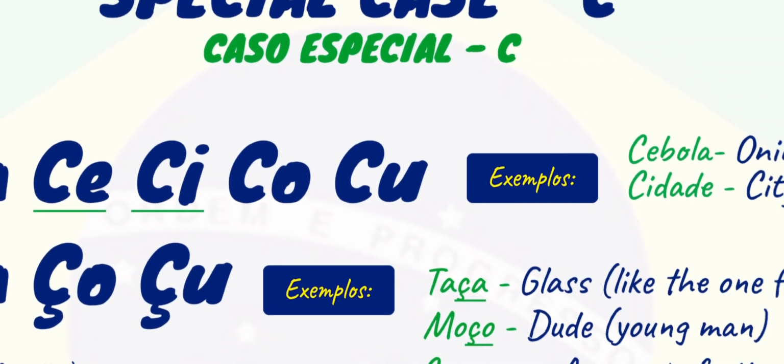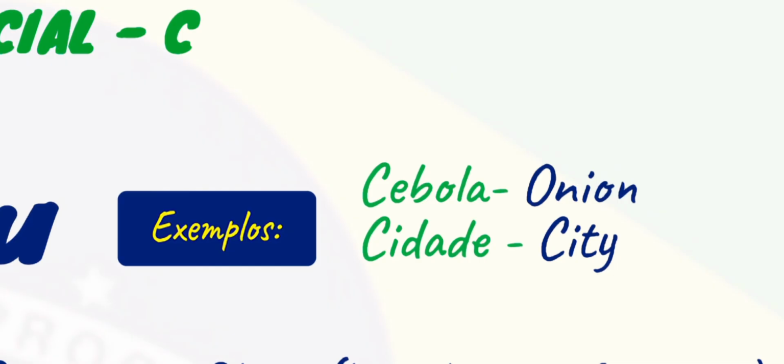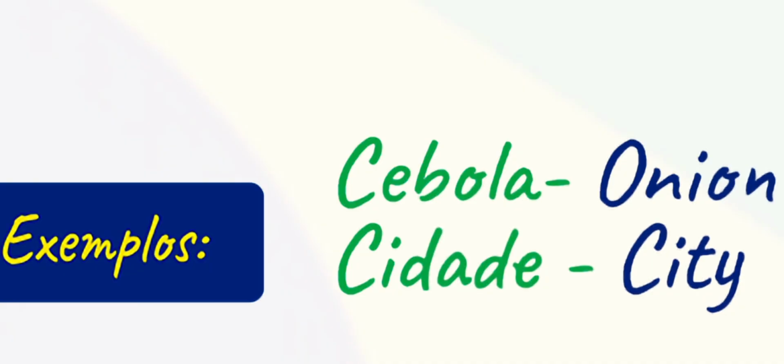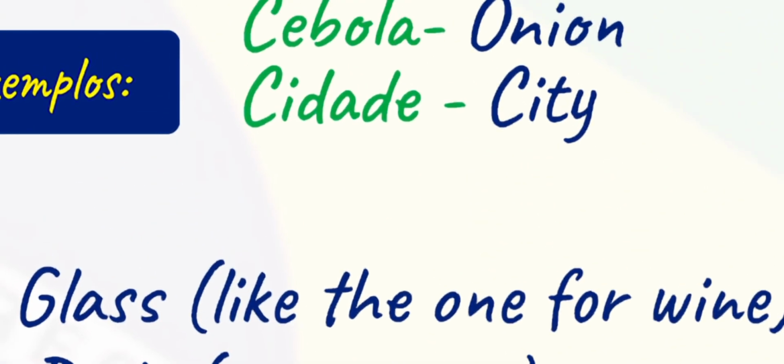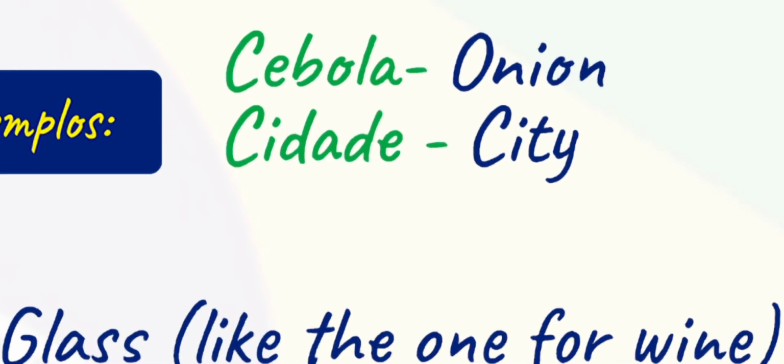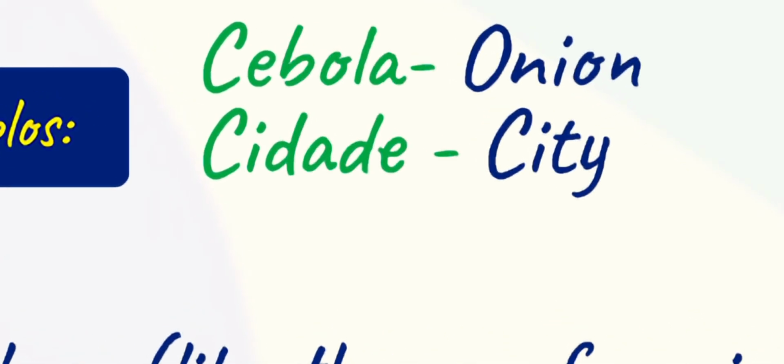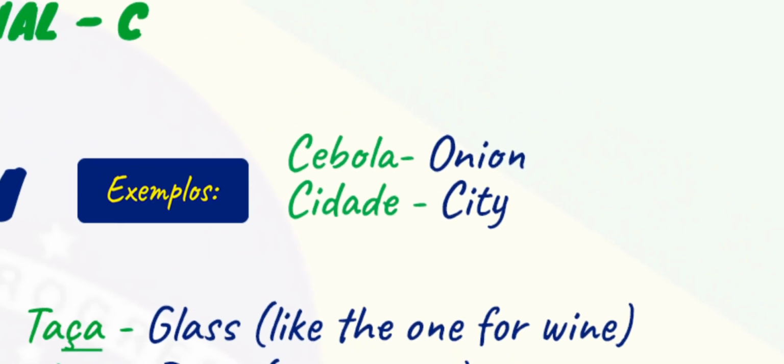So we have some examples here. We have the word cebola, that's onion in English. So you can find here the closed sound that I taught you. It's not cebola, it's cebola. And we have cidade, that's city. We have 2 syllables of D here. Da, de, cidade. Cidade, that's city.